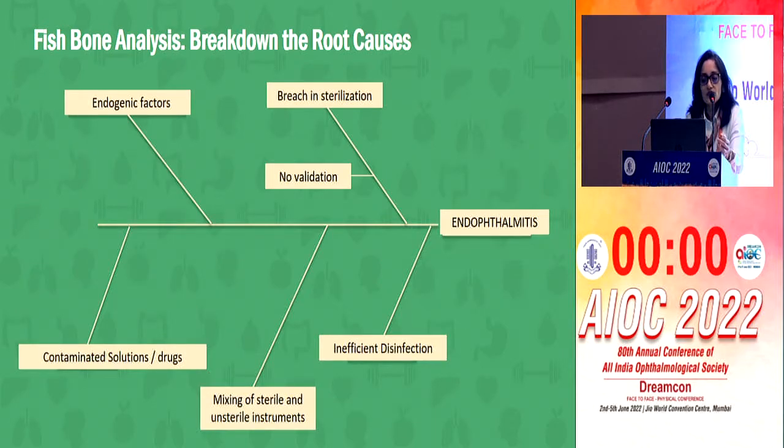Another method is fishbone analysis, where we break down the root causes. Suppose there is an endophthalmitis, you can see another subgroup is breach in sterilization, where you can include that there was no validation of your sterilizer machine, or there was a failure in the indicator, right? Endogenous factors like uncontrolled diabetes, or some kind of systemic illness, contaminated solutions or drugs. We couldn't find any visible dirt, which was ignored. Mixing of sterile and unsterile instruments, or inefficient disinfection. We don't have any protocol in disinfection, or that day the AHU failure was there.